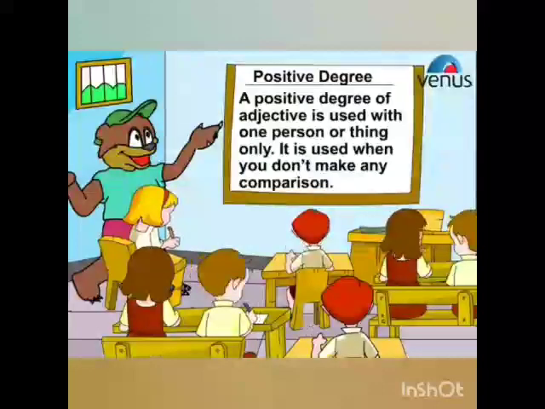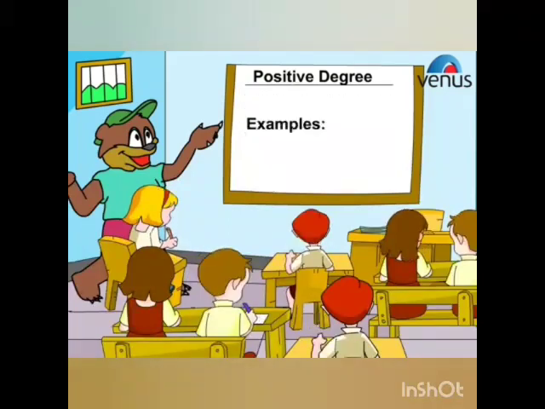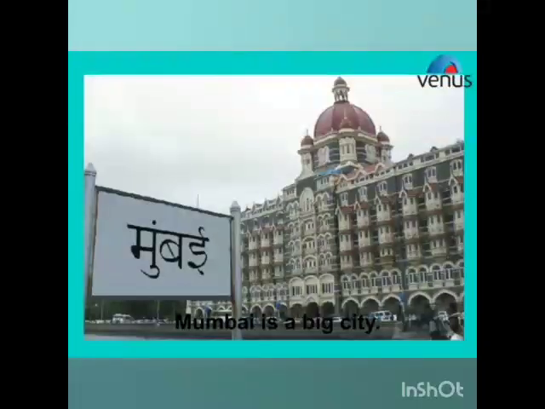Positive degree. A positive degree of adjective is used with 1 person or thing only. It is used when you don't make any comparison. Examples: Rohan is a rich man. Mumbai is a big city.